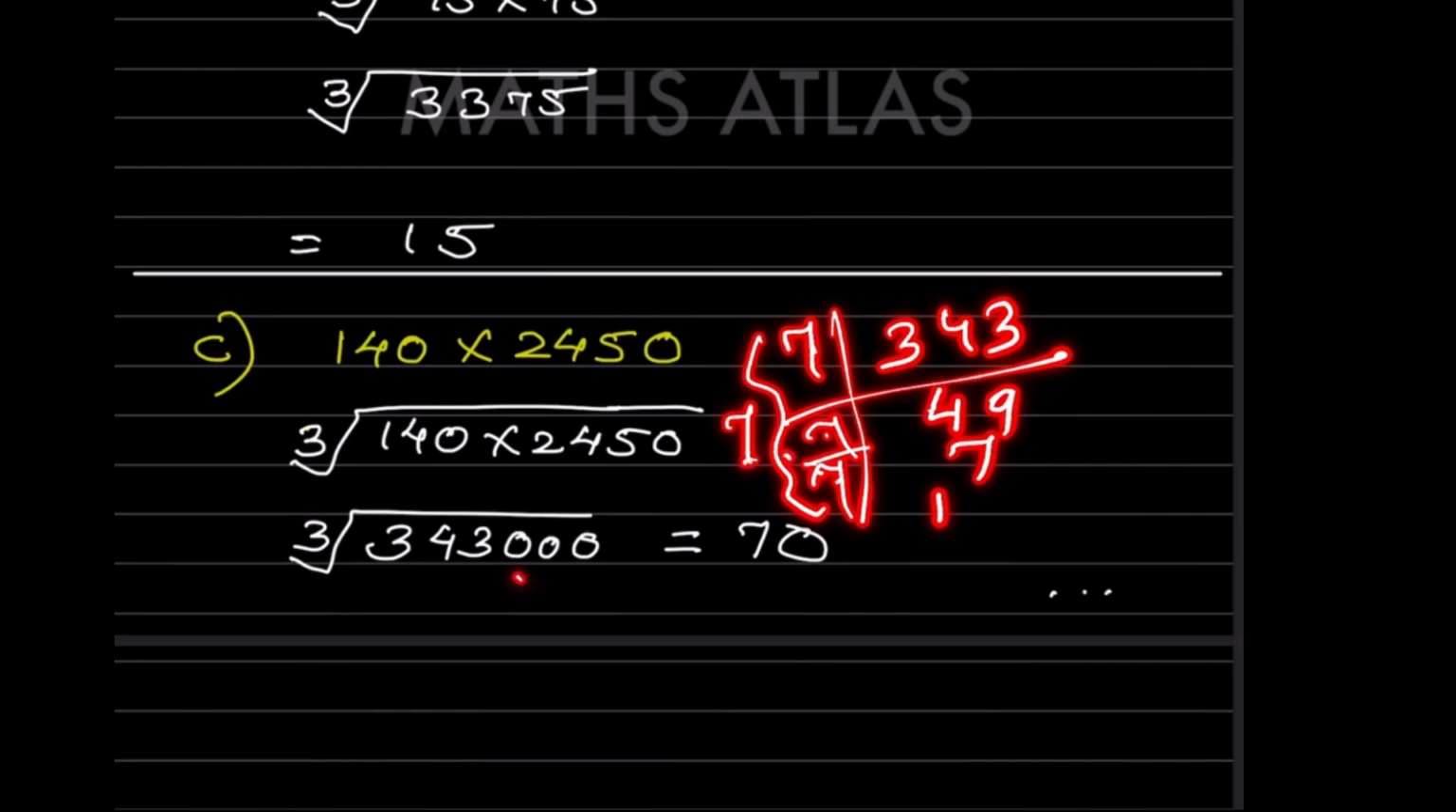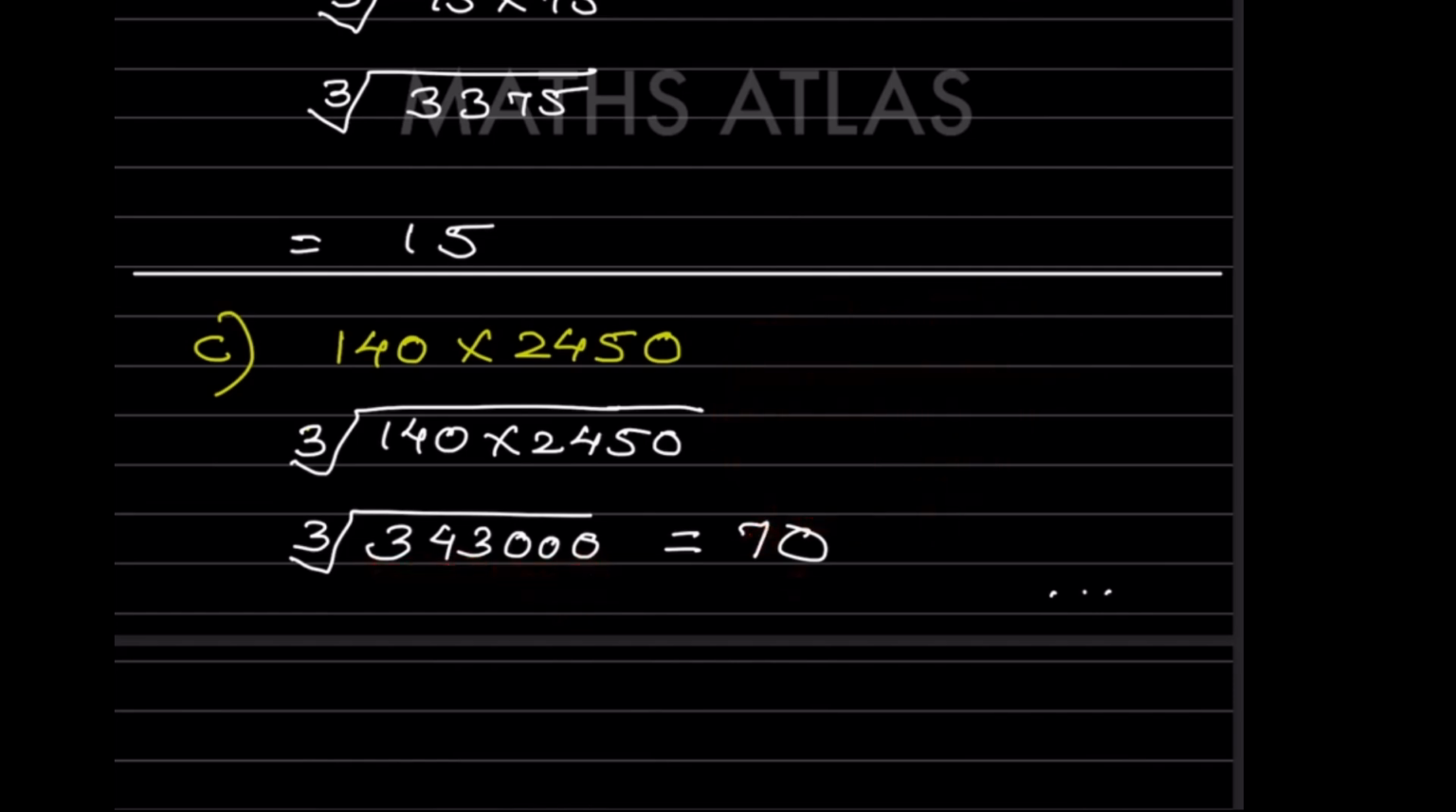So this is 7 and then we have 3 zeros over here and we want the cube root of that, so we can just take one number. So that will be this 7 for this 343 and for this one 10. So the cube root of 343000 is going to be 7.